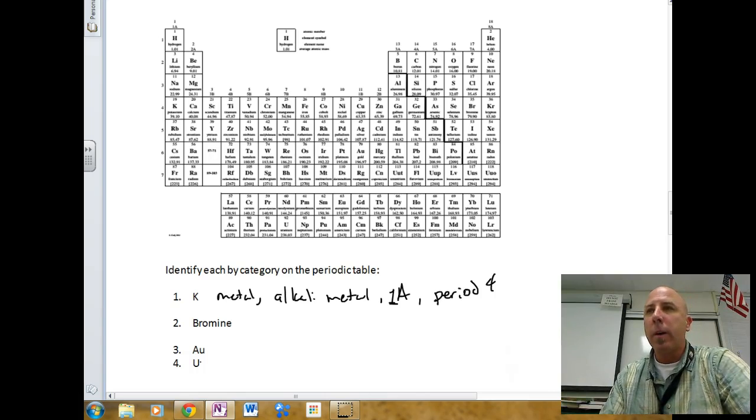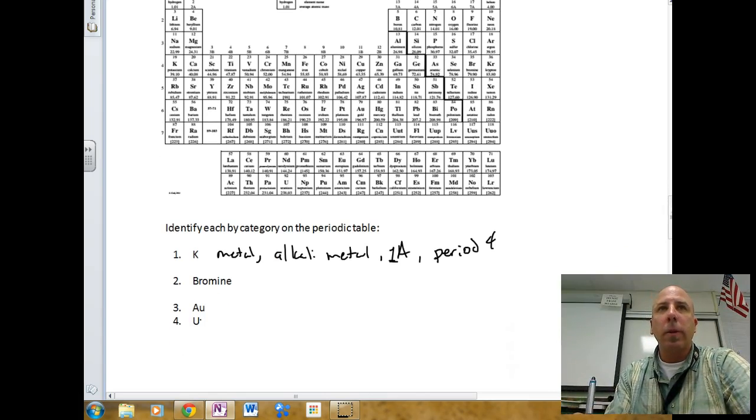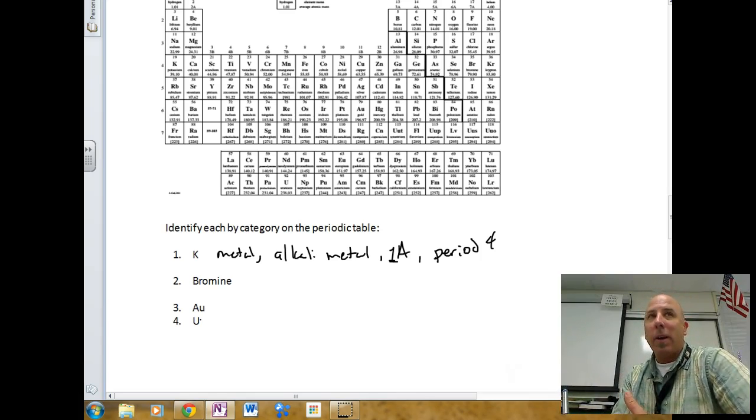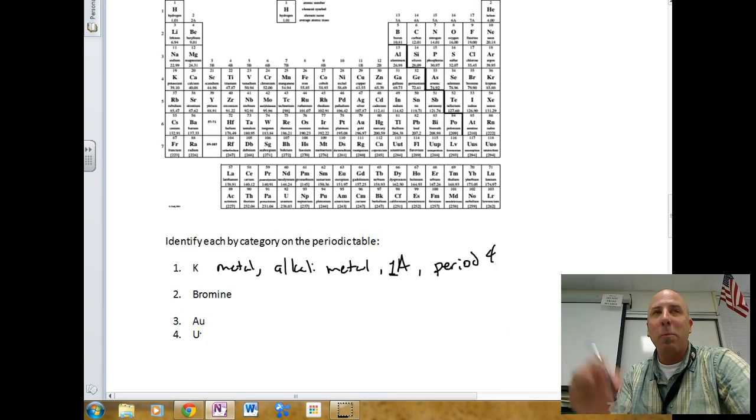Okay, so there we go. Let's go ahead and erase that and take a look at our next one. Our next one is going to be bromine. If you want to pause it right now and actually work out what bromine is on the periodic table and the rest of them, you can do that and then hit play in a minute or two when you're done and check your answers. Okay, so bromine, located right here, atomic number 35.